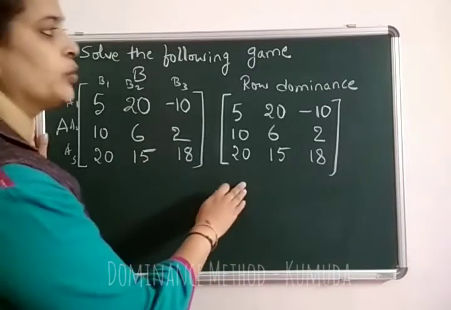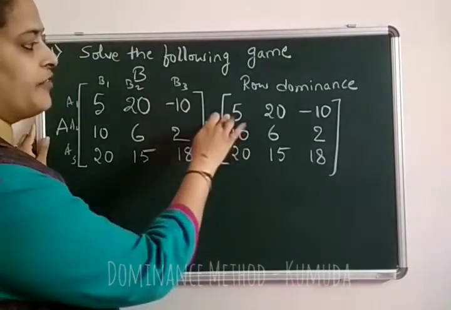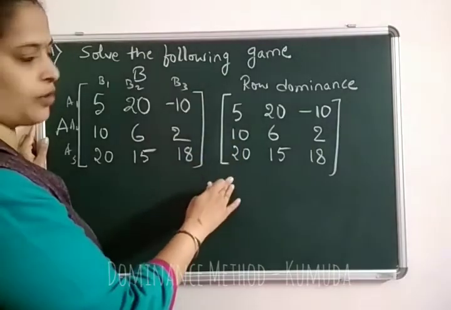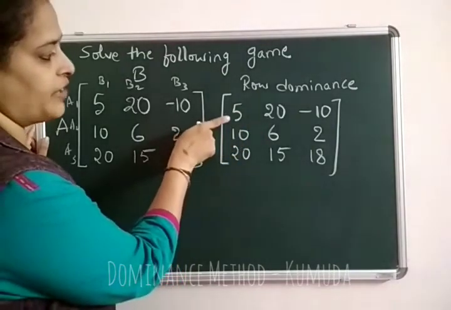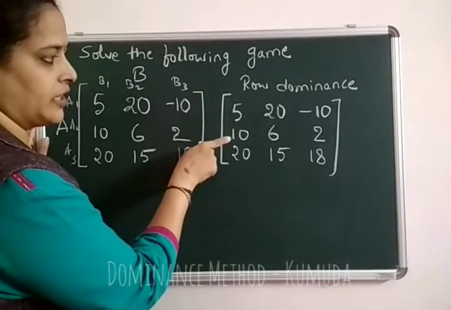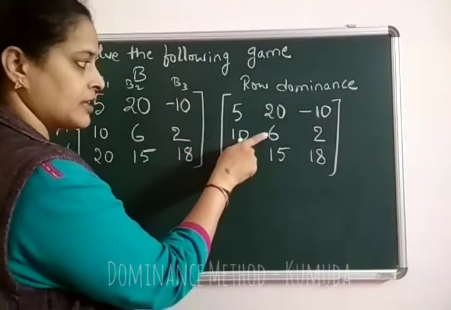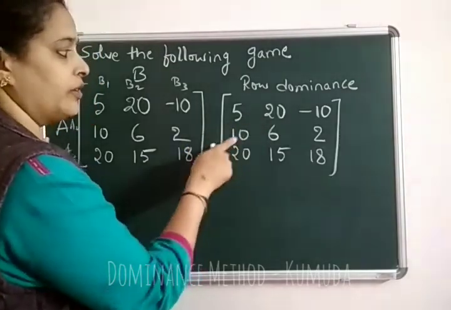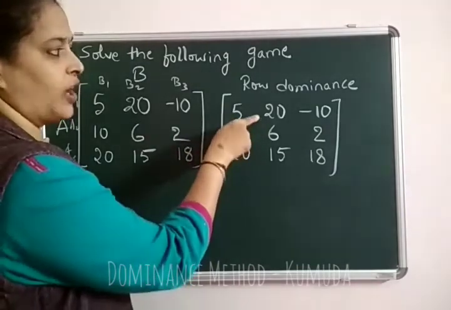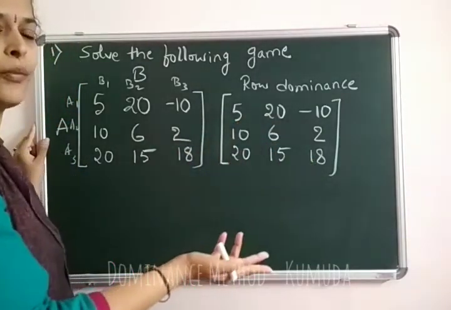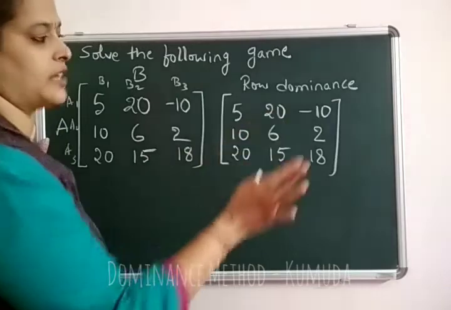The first step that we do is called row dominance. So every row has to be compared with every other row. Now let us see the first row. We have 5 and 10. We can see that 10 is bigger. Similarly, go to the next, 6 and 20. So now 10 was bigger than 5, but 6 is not bigger than 20. So the row dominance fails. Every element has to be satisfied.